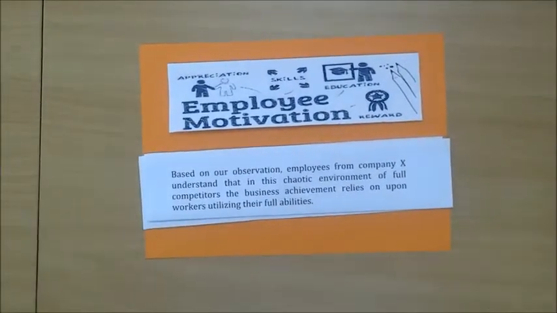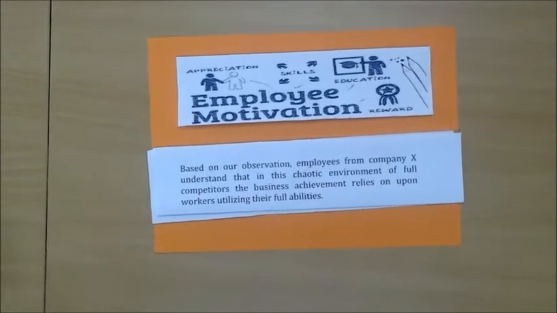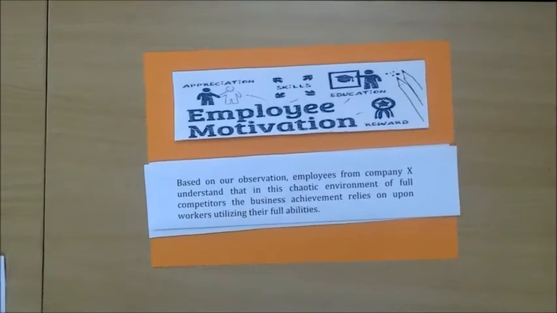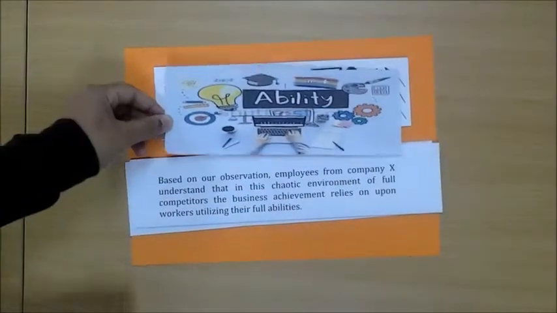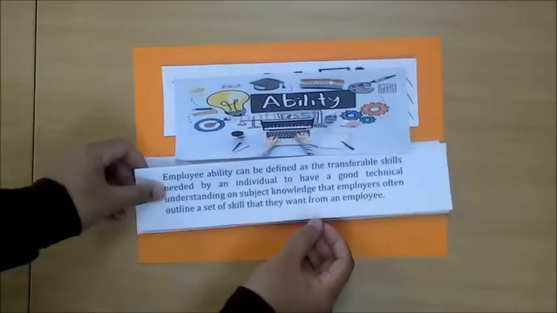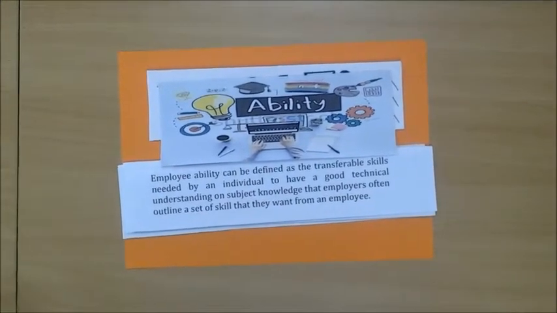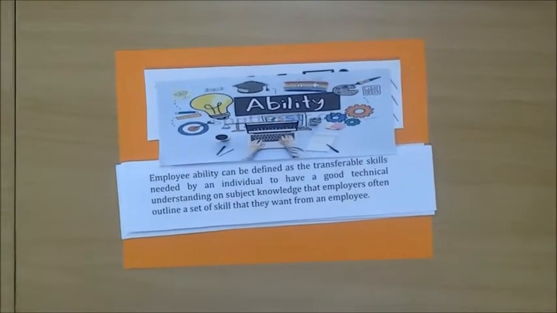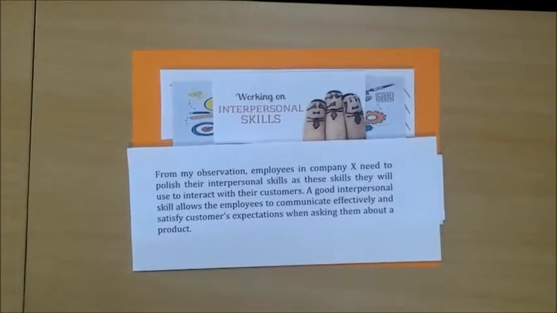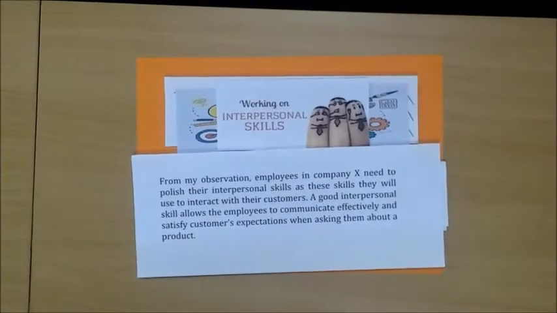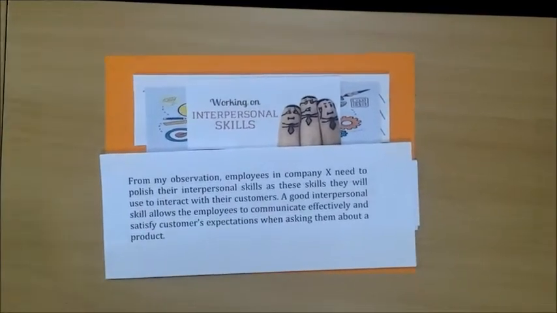Based on our observation, employees from company X understand that in this chaotic environment full of competitors, business achievement relies upon workers utilizing their full abilities. Next, ability. Employee ability can be defined as the transferable skills needed by an individual to have a good technical understanding of subject knowledge. From my observation, employees in company X need to polish their interpersonal skills, as these are the skills they will use to interact with their customers.